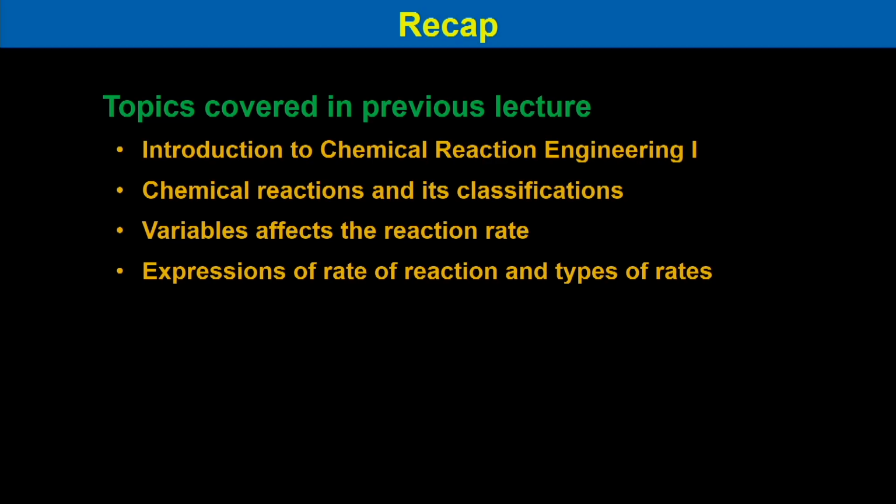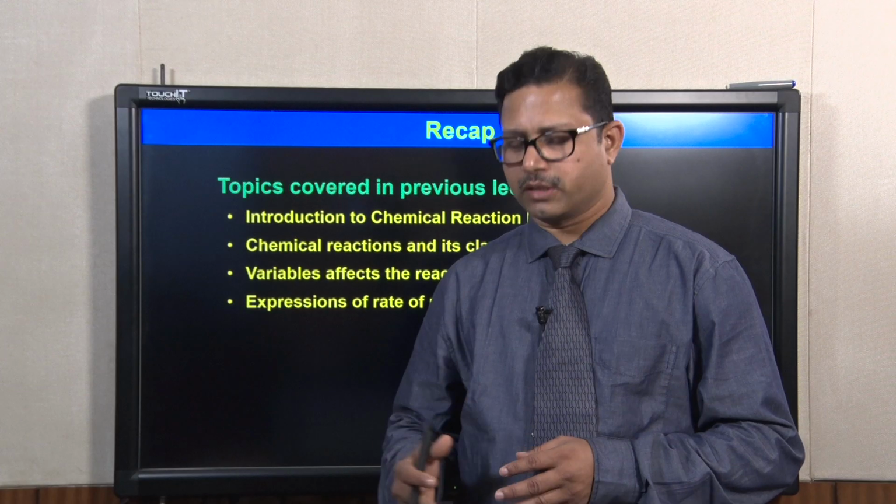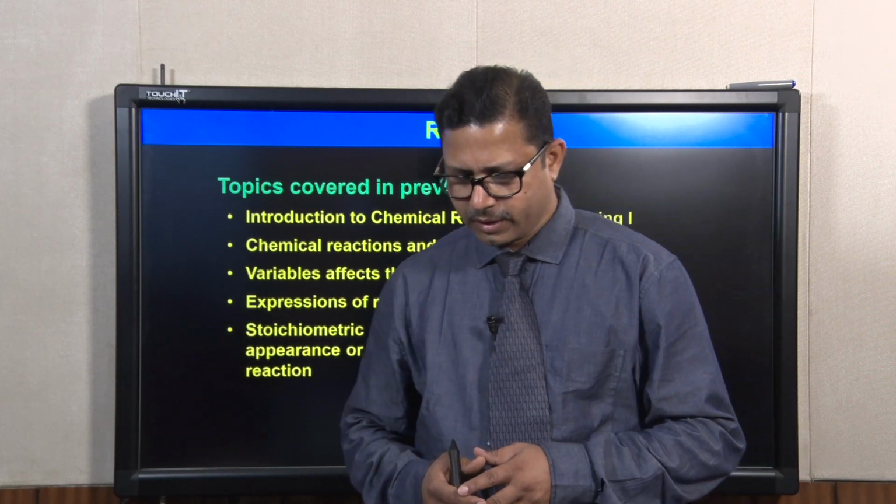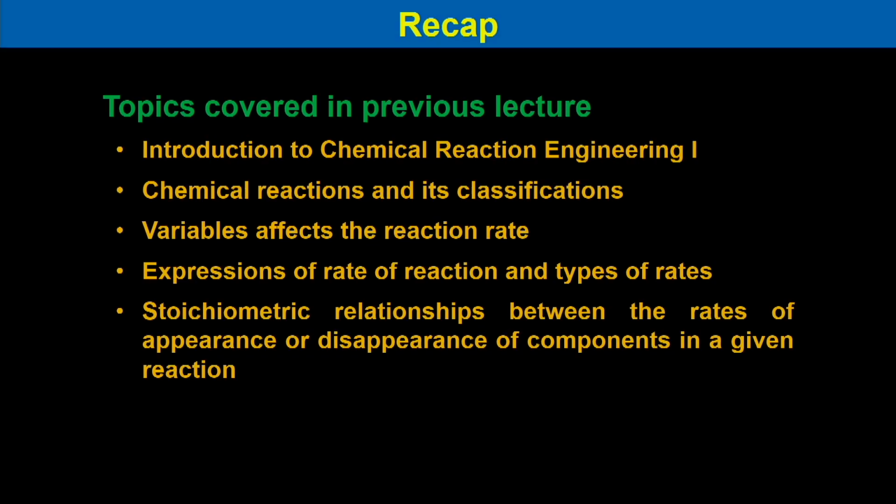Then we have different types of rates and we have seen the correlations among them, and also the stoichiometric relationship between the rates of appearance or disappearance of the components in a given reaction. So, in this lecture we will consider kinetics of homogeneous reactions.